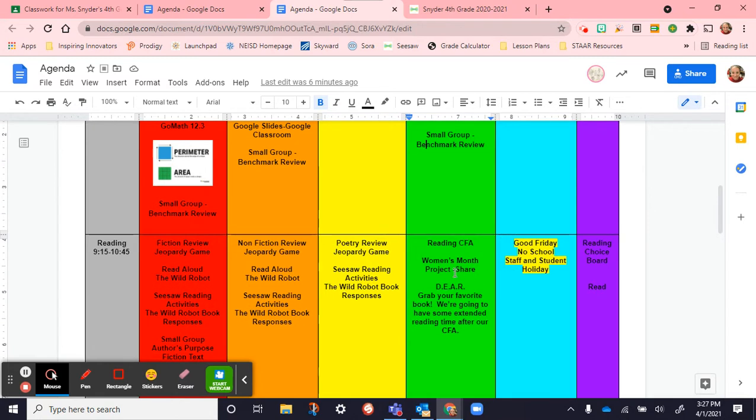In reading today, we started with sharing some more of our projects. Then we took a reading CFA in Aware, and then we had some extended reading time after our CFA. So as people finished, they went to independent reading. Then our Fudgemania book, we're going to start that on Monday.